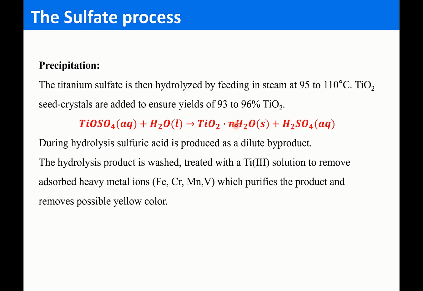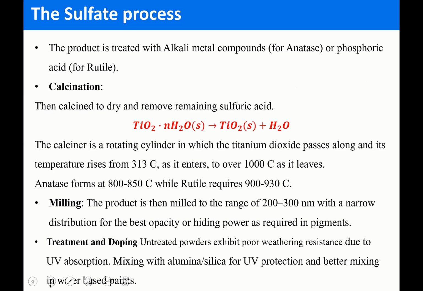Once you precipitate that titanium oxide product, you can wash it and then treat it with titanium-3 solution to remove any heavy elements like iron, chromium, manganese, or vanadium to make sure that your product is pure and remove any possibility for color in your product. The next step is going to be treating the product with alkali metal compounds or phosphoric acid to determine what type of phase you will obtain. If you use alkali metal compounds, you will get the anatase crystallographic form of the titanium oxide. If you use phosphoric acid, you will get rutile instead.